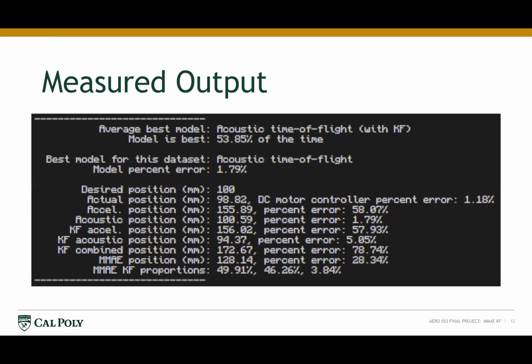But you'll also notice that the Kalman filter acoustic position only has a percent error of 5%, but the accelerometer position, which is weighted more heavily in this MMAE, is off by around 57%. So even though the MMAE thinks that that's a better measurement, in reality, the acoustic one is.